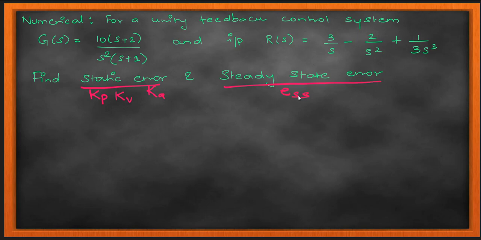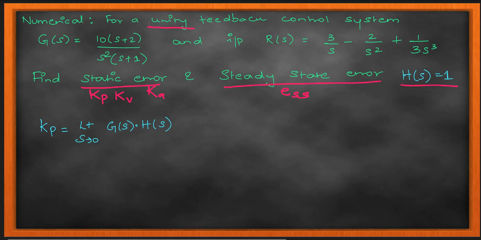Another question, same type, unity feedback, G of S is given, R of S is given. Find the static errors and find the steady state error. So I'm just going to let you watch this, because the steps are pretty much the same. I'm going to do the same. I'm going to take KP, KV, and KA. I'm going to put these and apply the limits.